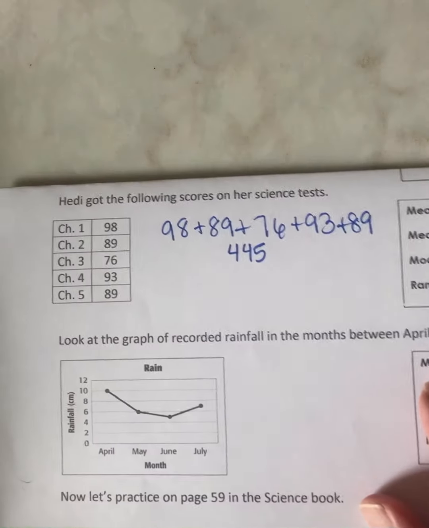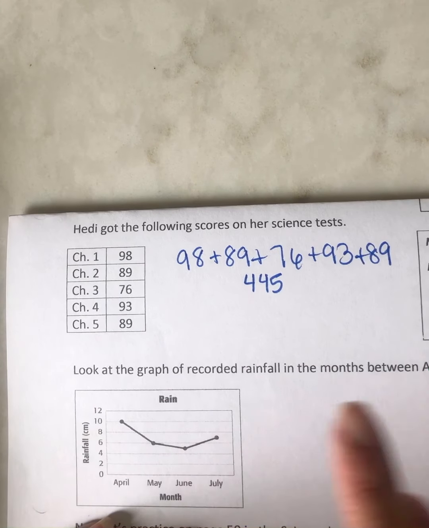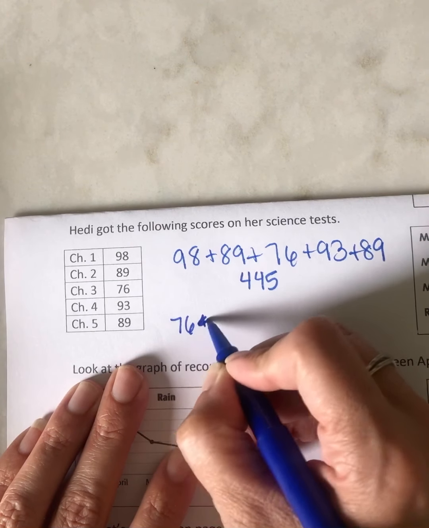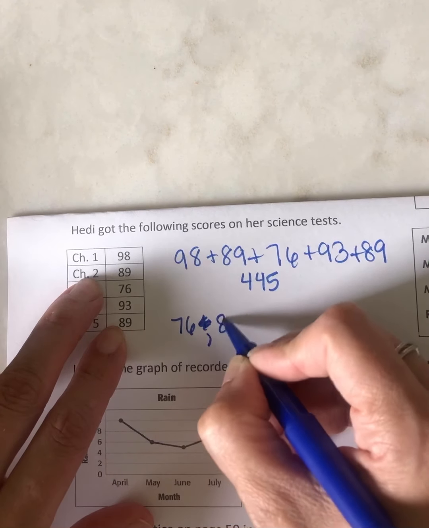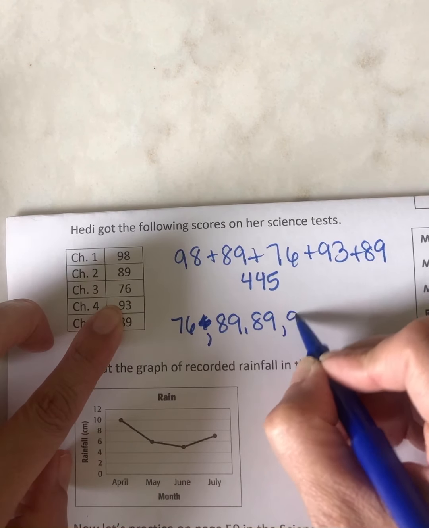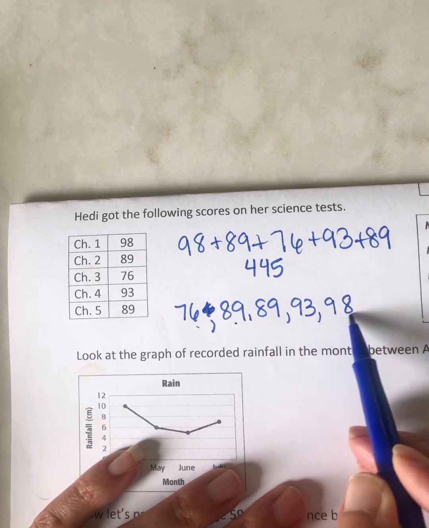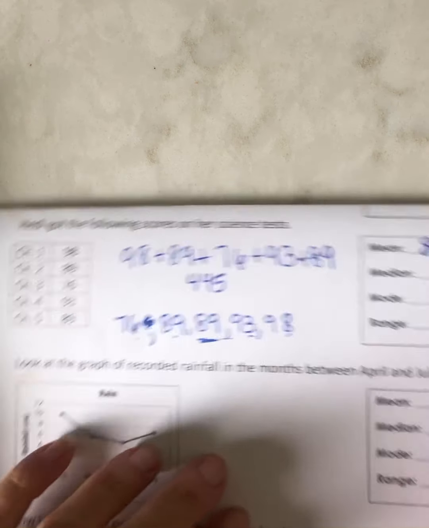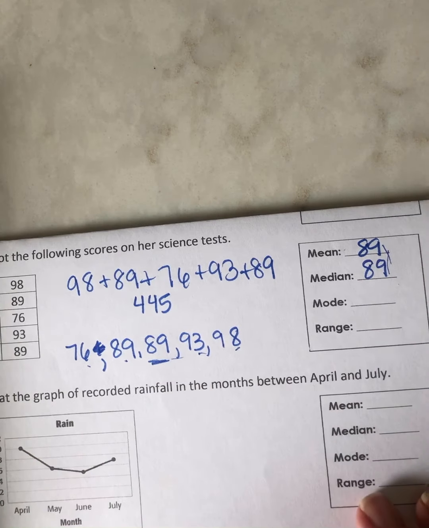Okay, median is where we take all the things and we put them in order from least to greatest, because median means the middle number. So 76, then 89, there's two of those, so you write them both down. And then 93 is next, and then 98. So which one is in the middle? Here's 2 here, 2 here. In the exact middle would be 89. I'll show you what to do in a minute if you have two numbers in the middle. Okay, so 89. So these just so happen to be the same answer, and sometimes that happens.